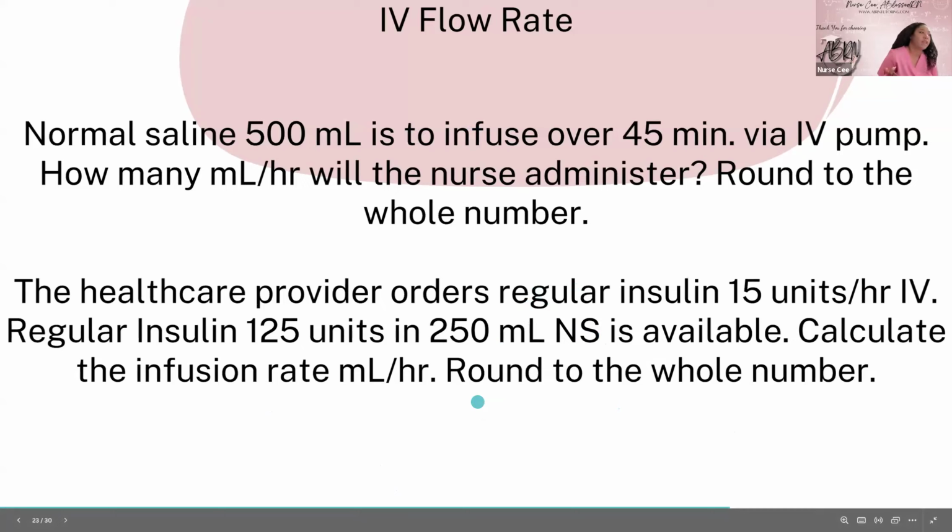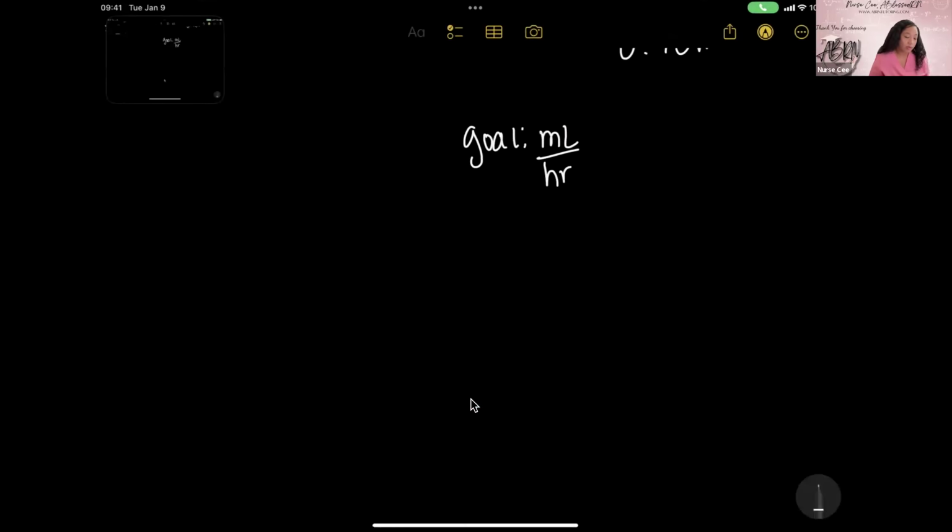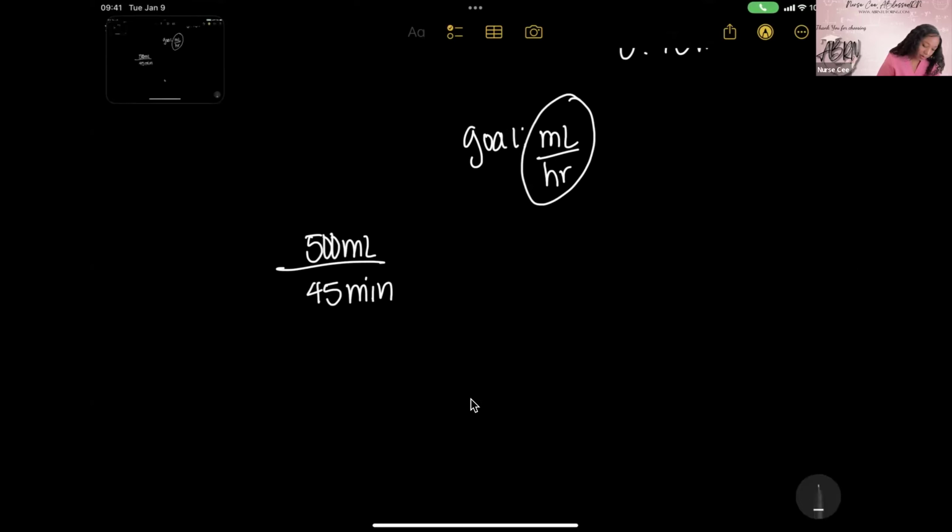Okay. So we said we had normal saline, 500 milliliters. With an IV, we want to know the volume and over the time. So it says that we need 500 ml to go over 45 minutes. And we need our pump to look like this, milliliter per hour.